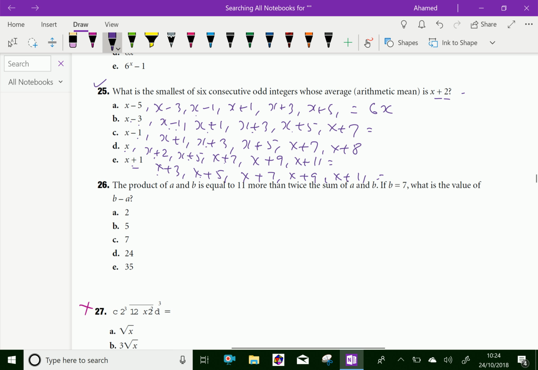The second option is, here it is giving 6x plus 12. Check one more time, x minus 3, minus 1 is minus 4, plus 1 is minus 3, plus 3 is 0, 5 plus 7 is 12. So 6x plus 12 over 6, because the mean gives x plus 2. So our option B is correct.